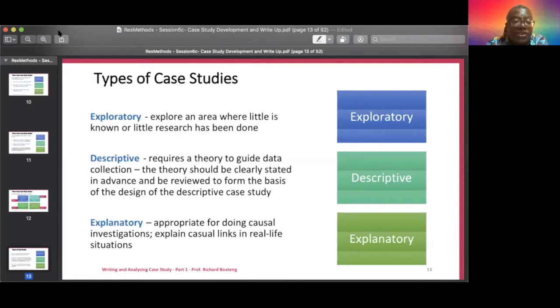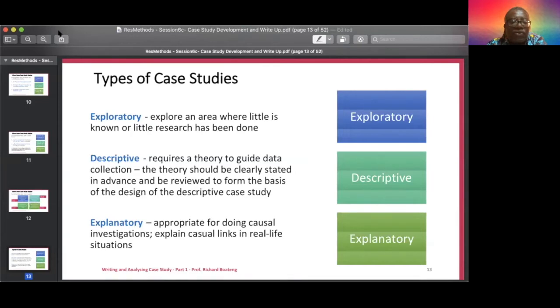But usually descriptive case studies require a theory to guide the data collection, so that we can know the limits of our description. The theory should be stated clearly in advance and be reviewed to form the basis of the design of the descriptive case study. So the case study is built around the theory. That's what I did for my PhD. I did a descriptive case study.